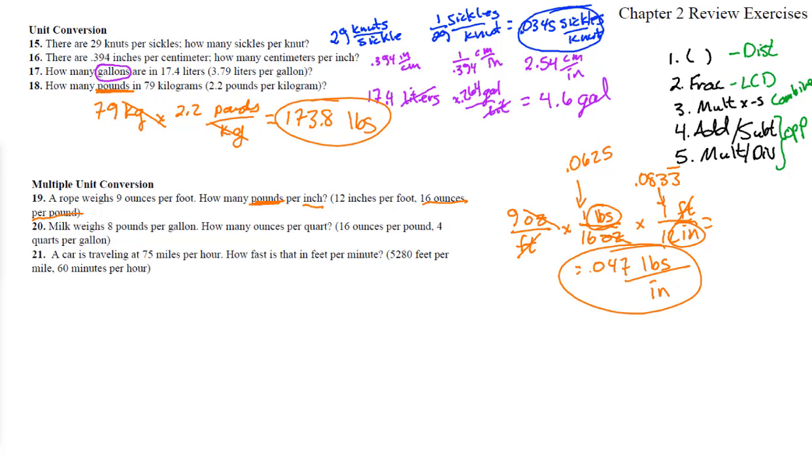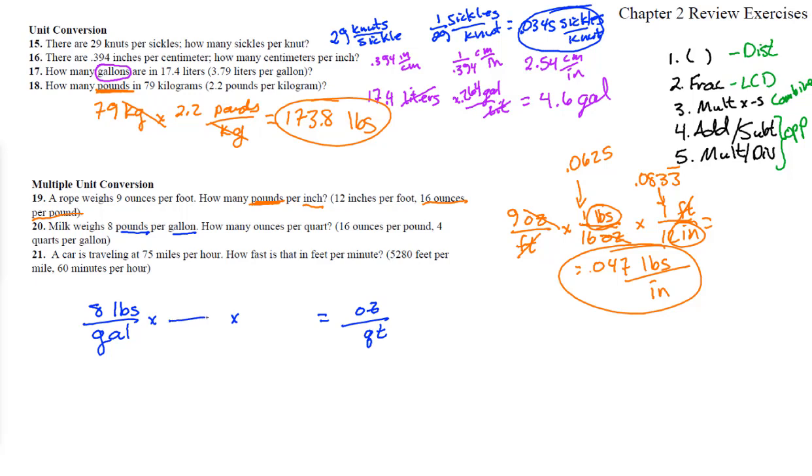Whew, that was a tough one. Let's do another one like that. 20. It weighs 8 pounds per gallon. So let's write that, 8 pounds per gallon. Now we're going to times it by something. How many ounces per quart? So we're going to times it by 2 things. This is a multiple unit conversion. So we're going to times it by 1, 2, and we need to equal ounces per quart.